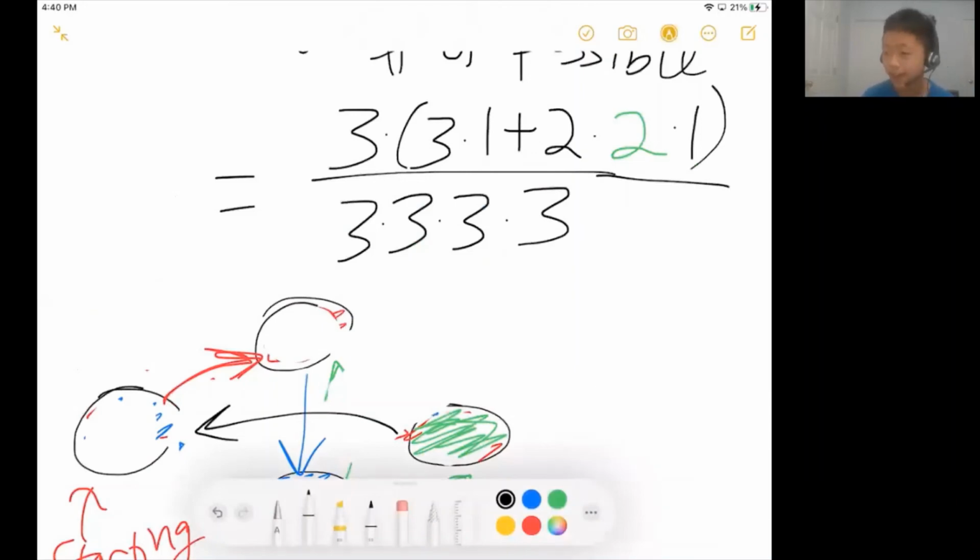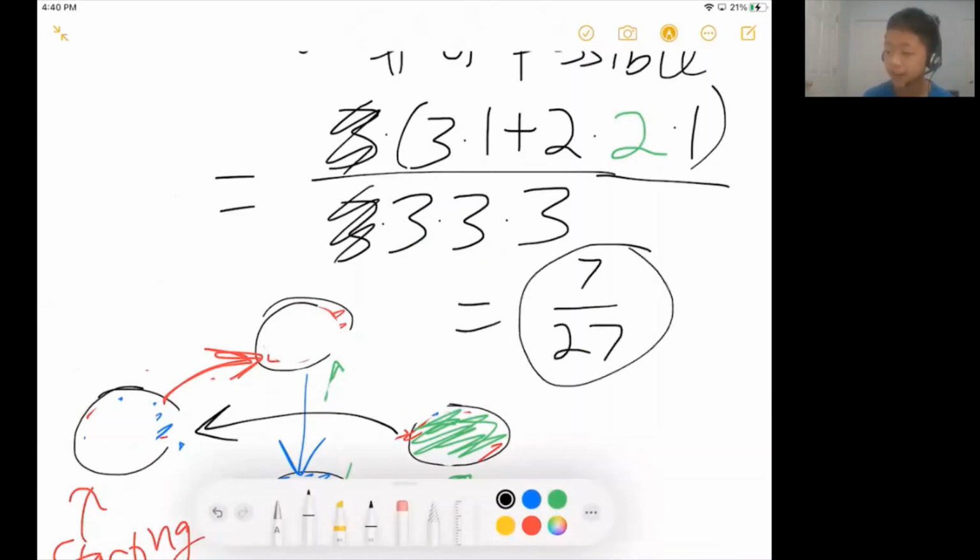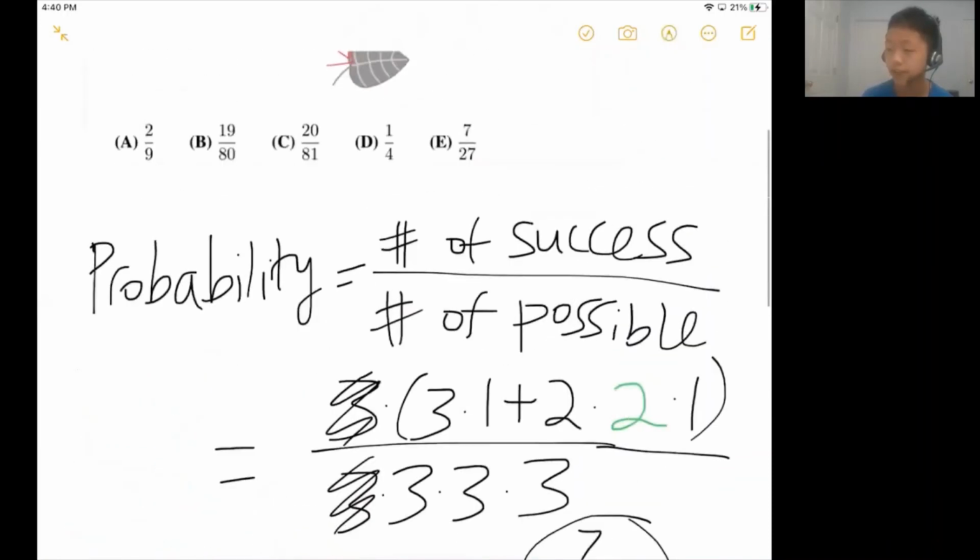So if you were to calculate this, you would cancel out a factor of 3. And on the top, you do 3 times 1 plus 2 times 2 times 1, which is 7. And the denominator is 27. So the answer would be 7 over 27, which is just E.